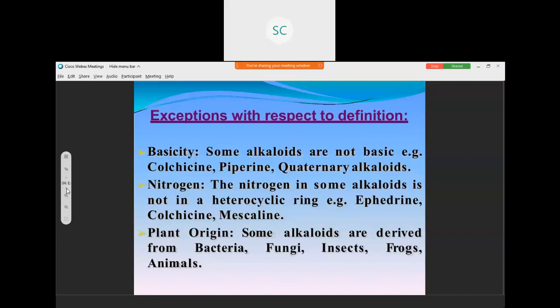According to the definition, most of the alkaloids exhibit basic nature, but some alkaloids are not basic. For example, colchicine, piperine, and quaternary alkaloids do not exhibit basic nature. At the same time, the nitrogen in some alkaloids is not in a heterocyclic ring. For example, ephedrine, colchicine, and mescaline. According to the definition, most of the alkaloids are extracted from plants and plant related materials, but some alkaloids are derived from bacteria, fungi, insects, frogs, and animals.